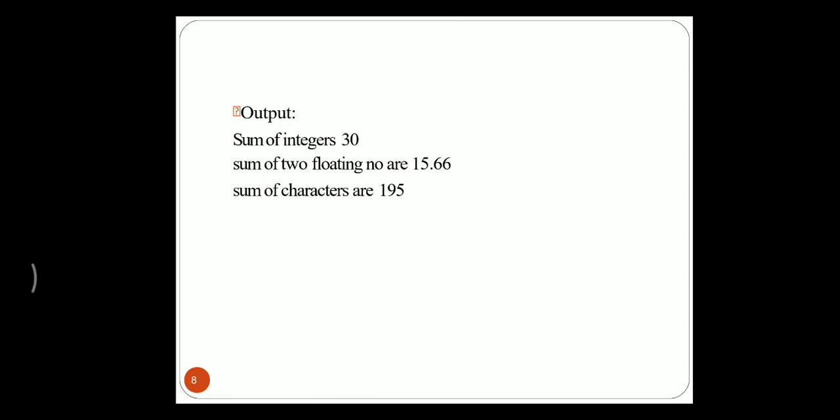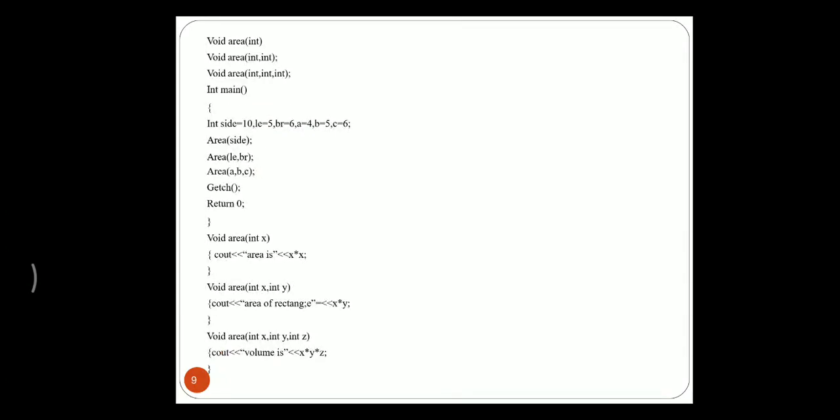And this is the output. Sum of integers is 30, the sum of the two floating values is 15.66, and the sum of the characters is the ASCII equivalent 195 of A plus B. And this is another example program with the function overloading, with a function called area.